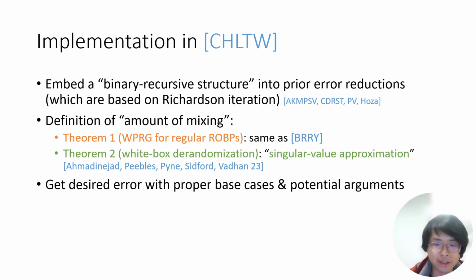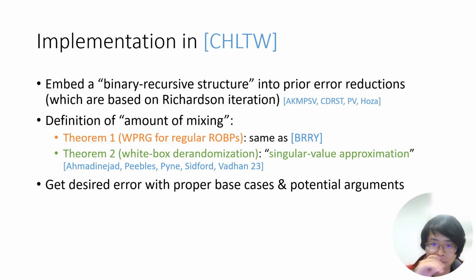Given these high-level ideas, the implementation by Chen et al. is basically that they try to embed a binary recursive structure into the prior error reduction that is based on Richardson iteration. To prove their two theorems, they need to choose a proper definition of the amount of mixing. For the first theorem, which is a weighted PRG for regular rewind spectrum programs, the amount of mixing is defined the same as the weight in BRY. For the second theorem, which is the white box generalization, the amount of mixing is defined using the singular value approximation introduced in the recent work by Ahmadinejad et al.